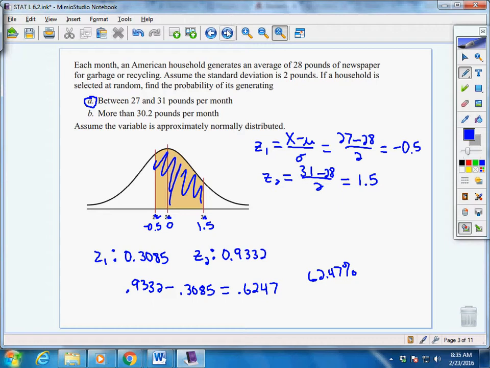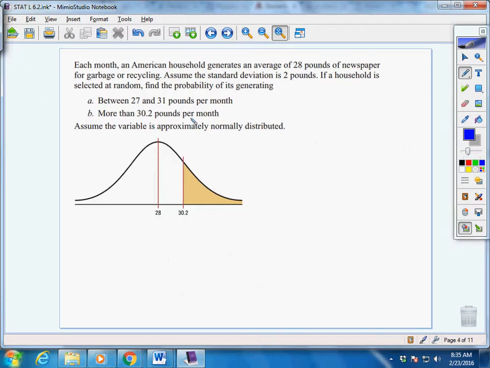Let's look at part B. Now we want to know, what is the probability of it generating more than 30.2 pounds per month? So if you draw your bell curve here, our mean is still here at 28, and we want to know what's greater than 30.2. Remember, using our table, that's always the area from the left. So when we see some area to the right, we know we have to go 1 minus. But before we get there, we have to transform these into z-values.